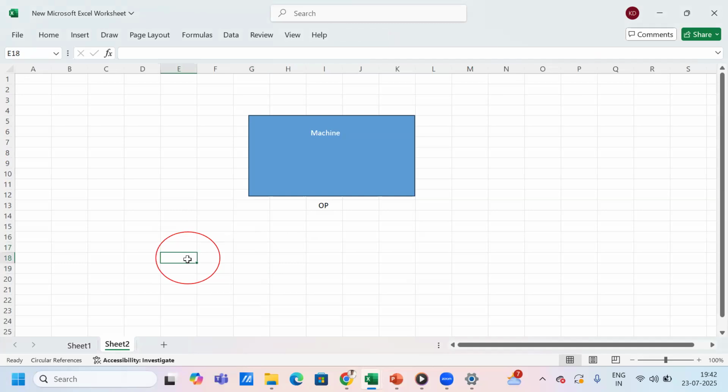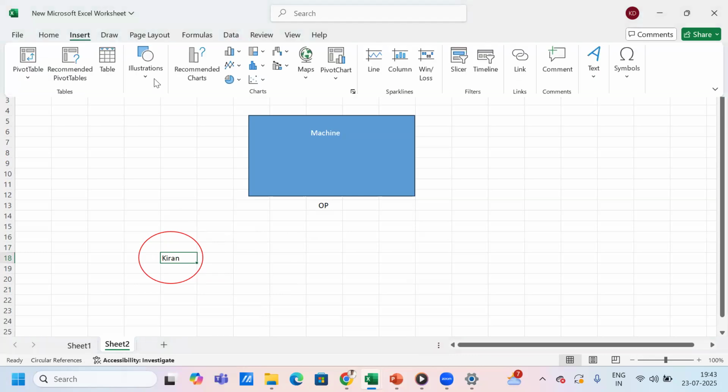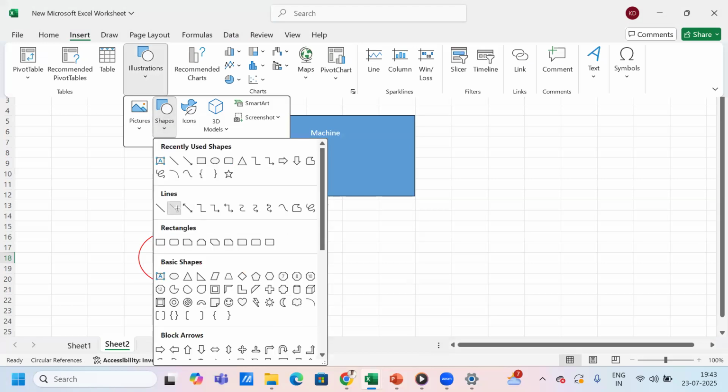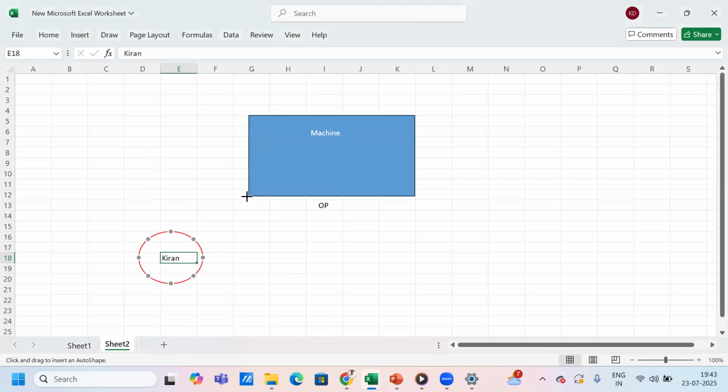And suppose I am Kiran here as a supervisor. Ohno sir tells me, Kiran, please stand in that circle. And I am supposed to stand in that circle for 4 hours, for 3 hours. And what is my job? I am just observing what is happening. My eyes are on that machine.